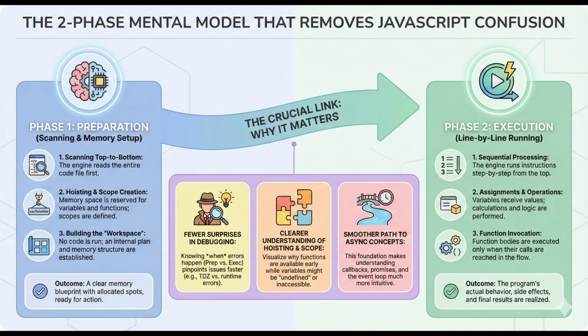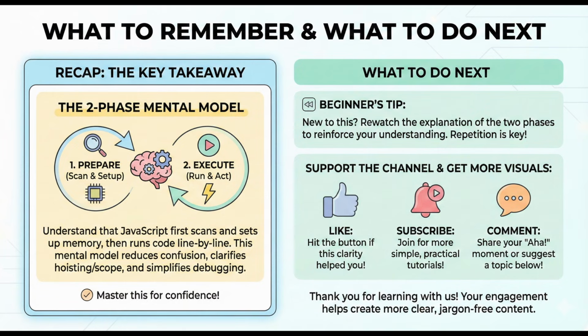If JavaScript ever felt unpredictable to you, this is the missing mental model. Take your time with this concept. Pause the video, re-watch this explanation, visualize the memory phase and the execution phase clearly. This understanding will save you hours of debugging in the future.